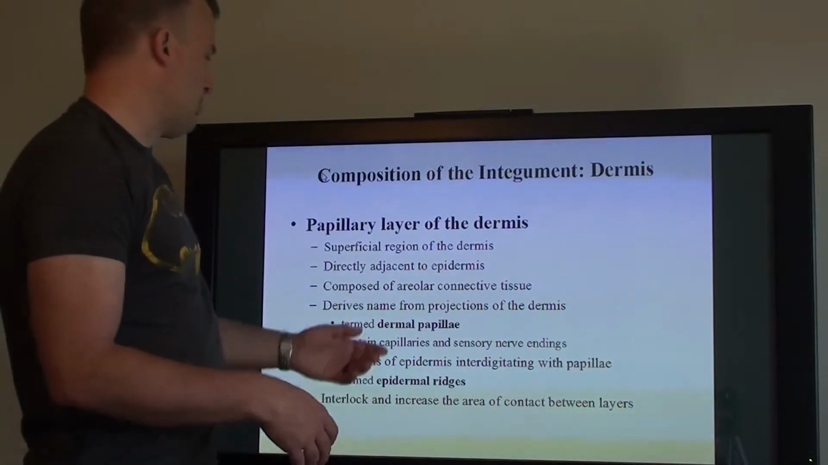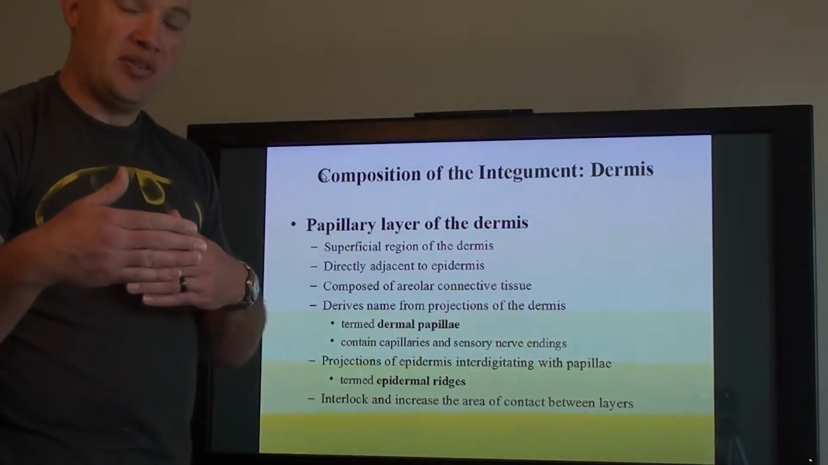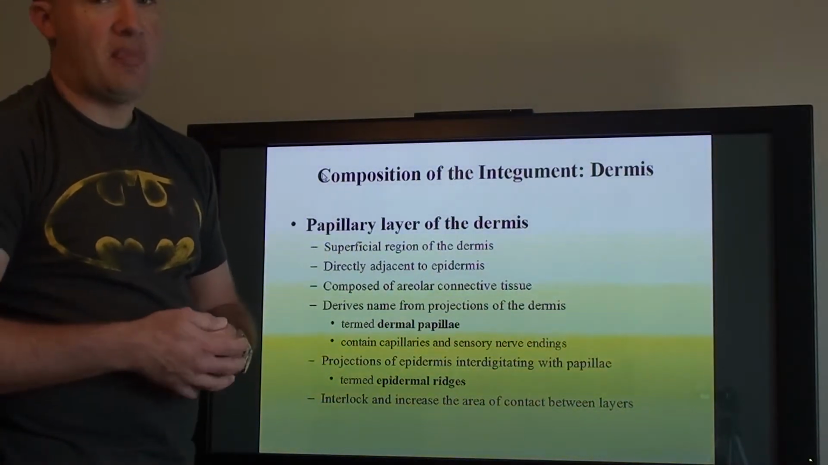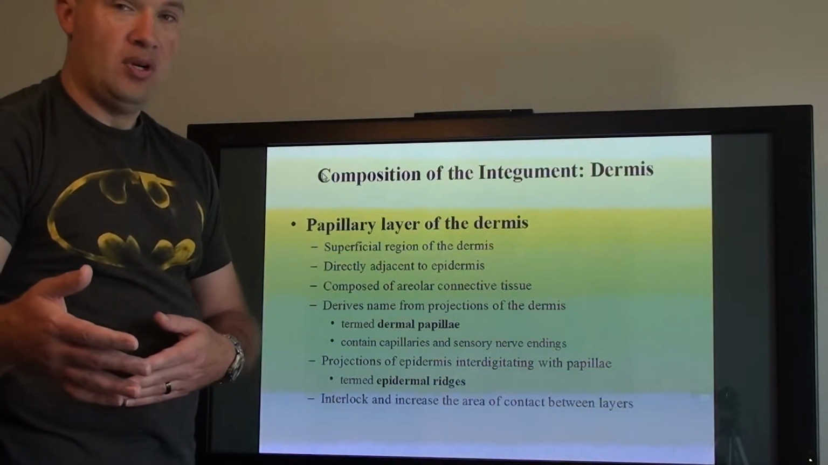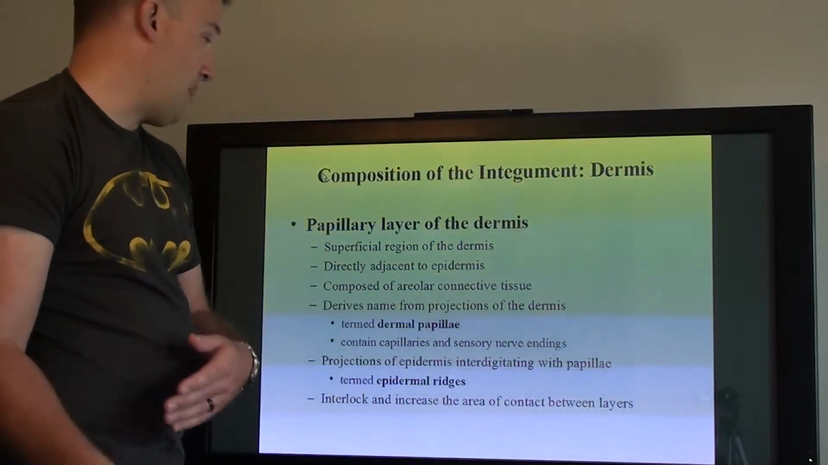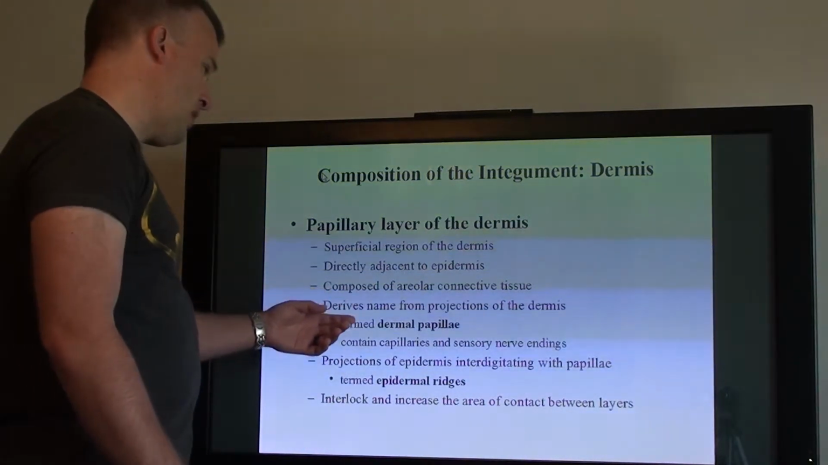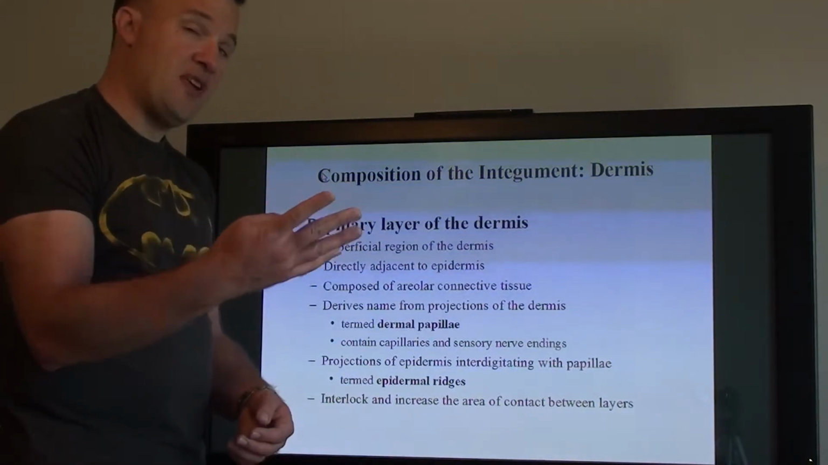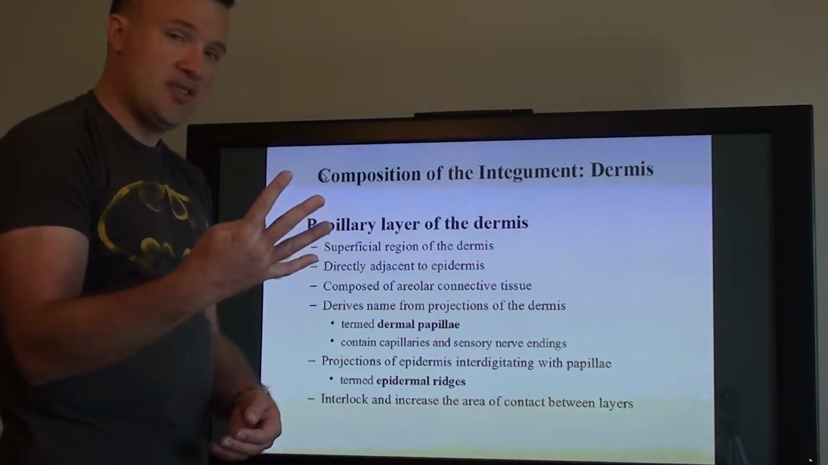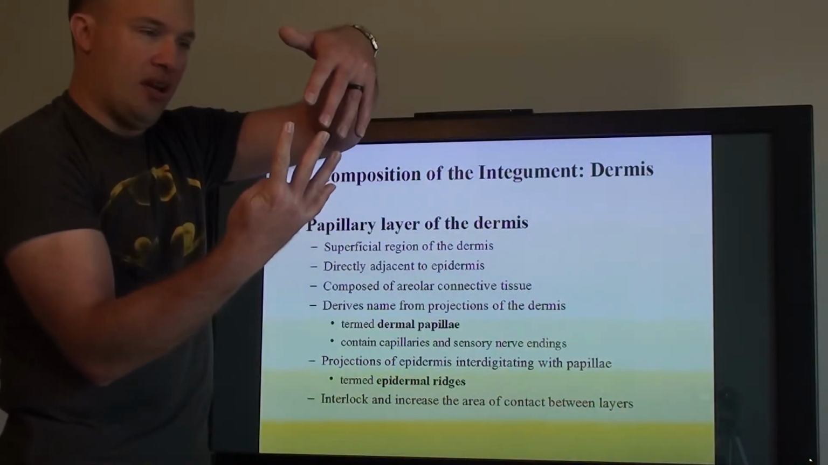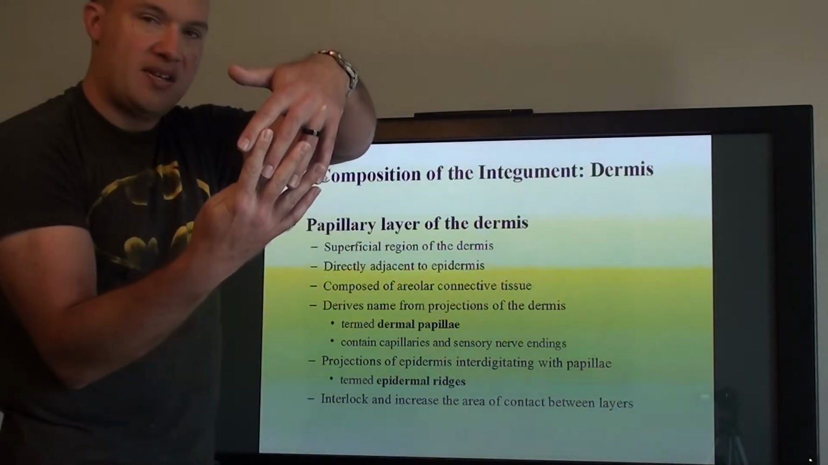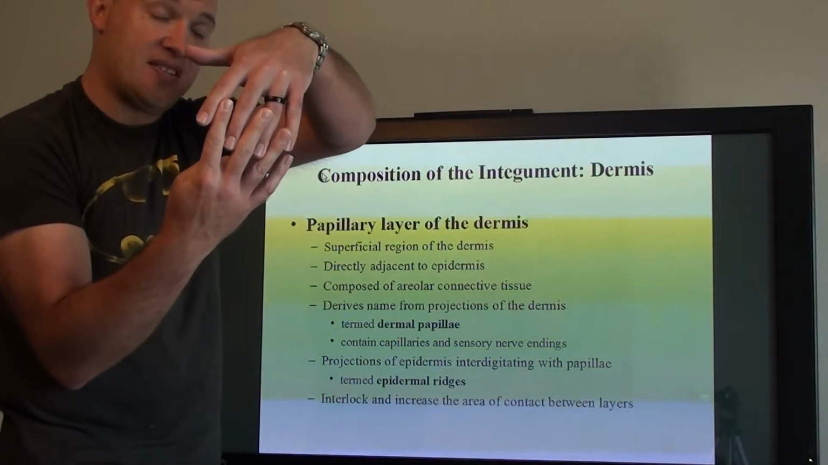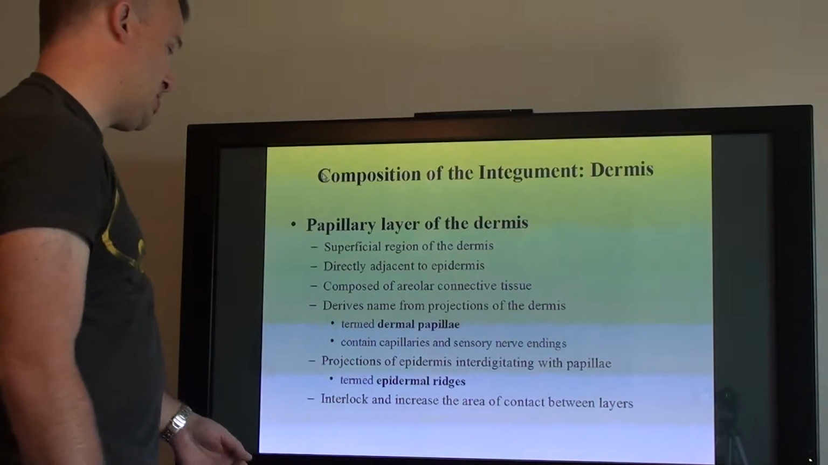Alright, so the superficial layer, the papillary layer. This one is directly up against the stratum basale of the epidermis. The papillary layer connects to the stratum basale of the epidermis. And basically you've got these fingers, these arms, these ridges that rise up and lock in with the stratum basale of the epidermis, and that's how the dermis and the epidermis connect to each other.